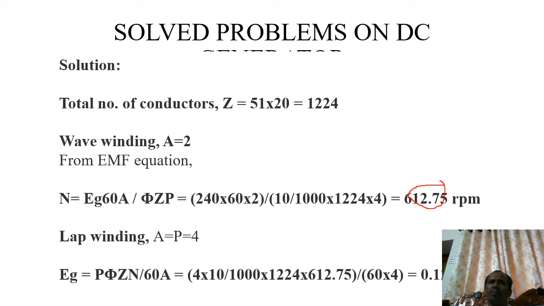So the next condition: when the winding is lap, then the number of parallel paths is equal to the number of poles, equal to 4, A is equal to P. Then calculate the induced EMF. E_G is equal to PφZN by 60 into A. Substitute all the values: 4, flux 10 into 10 to the power minus 3, Z is the number of conductors, speed is 612.75 rpm, divided by 60 into the number of parallel paths 4. You will get the answer 0.1 volts. Okay. So you can solve this equation, and you can note that when such problems are asked, you can solve this type.